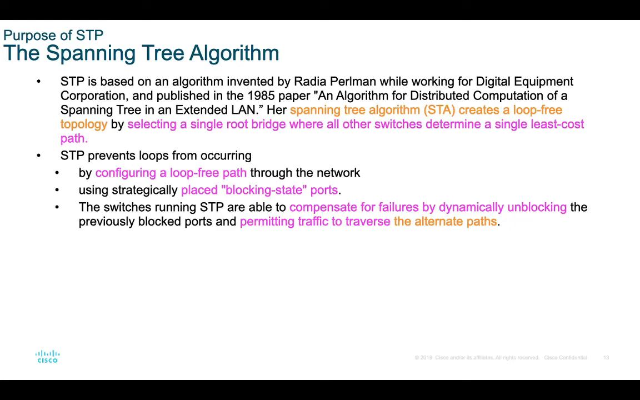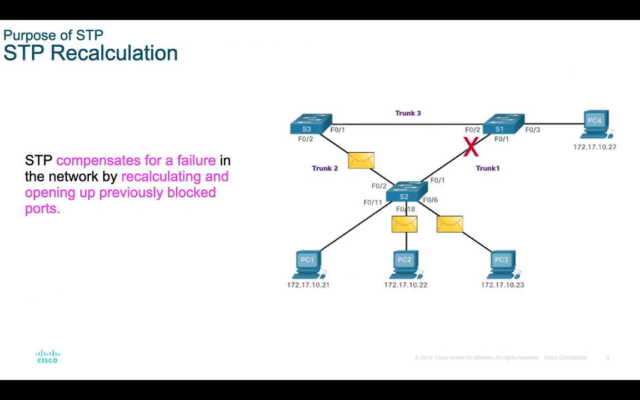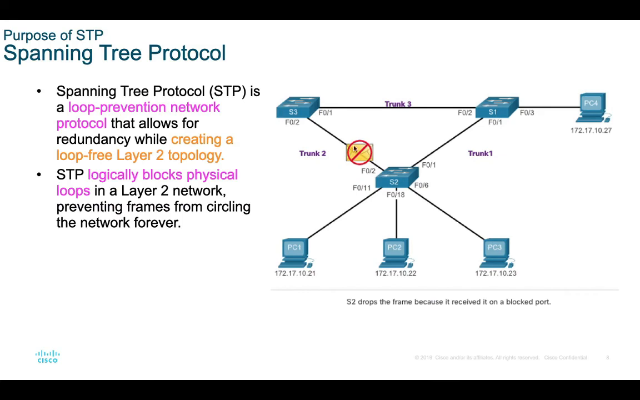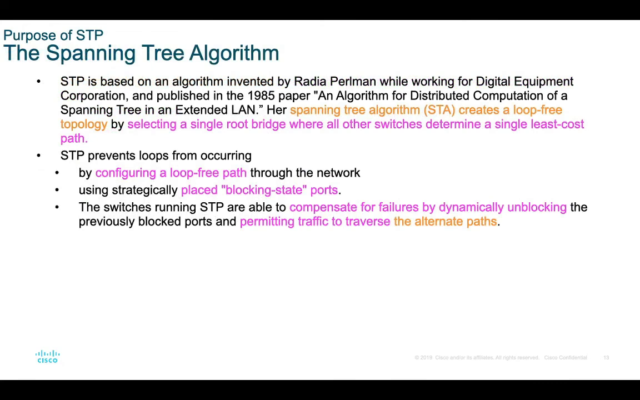So what does the spanning tree protocol actually do? It prevents a loop from occurring by configuring a loop-free path. How do we create a loop-free path? By creating a logical block. It places a port in a blocking state, and the switches running spanning tree are able to compensate for a failure. If the port that we chose not to block has a problem and we cannot send data through that port or that link, spanning tree will open back the blocking state that we put on the other link before. So it will be used as a backup.